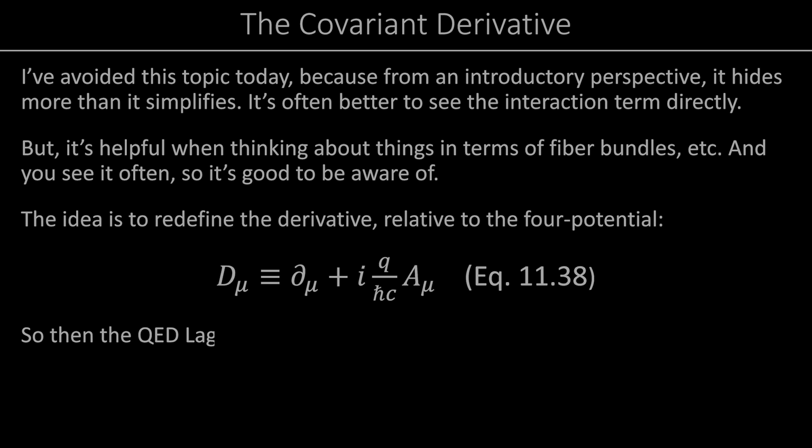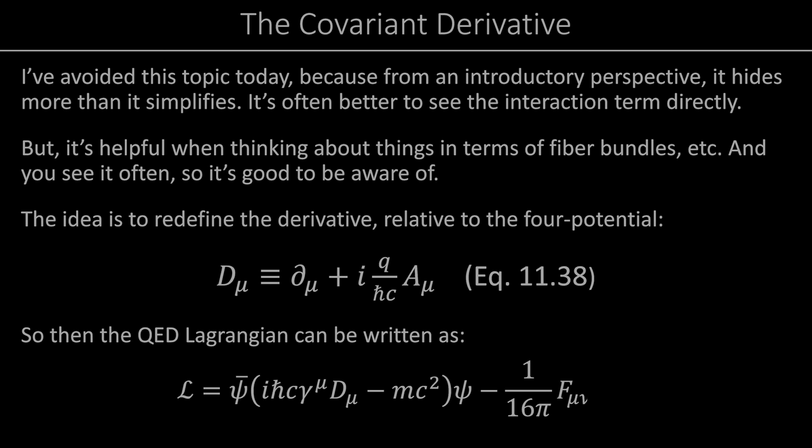And when you do this, then you can write the QED Lagrangian in a simpler way, where you have a capital D instead of a partial, and you don't have to explicitly write the interaction term because it's been absorbed into the definition of the covariant derivative. Anyway, look, take it or leave it.